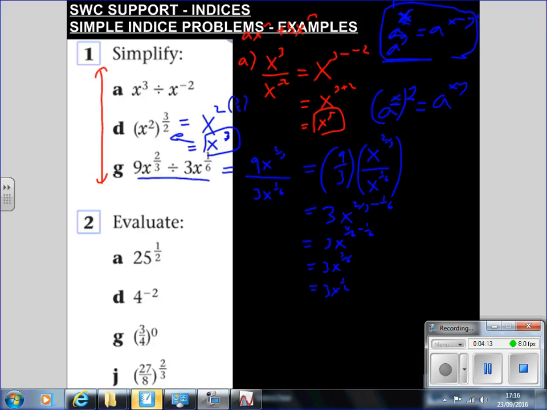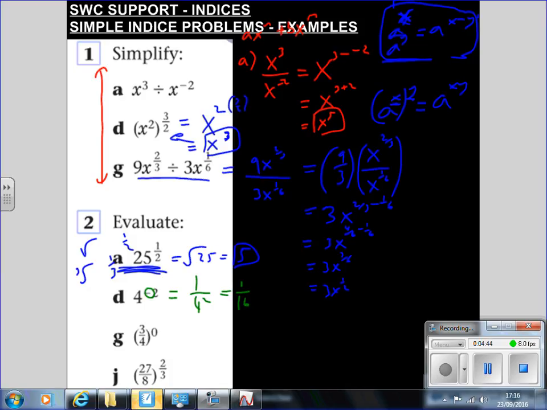Let's go again. But this time we're going for the evaluation of numbers. So 25 to the half. A half, square root, means to the power of a half. Cube root means to the power of 1 over 3, right? So this is square root of 25, which is 5, obviously. 4 to the minus 2, as we know, a minus means 1 over. So this is the same as 1 over 4 squared, which is 1 over 16.